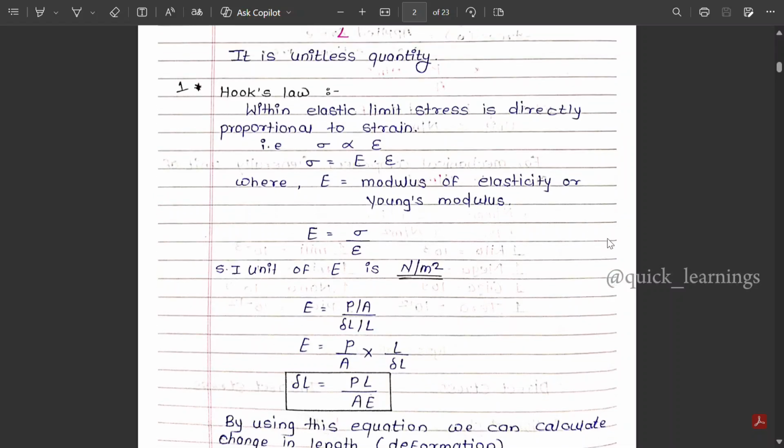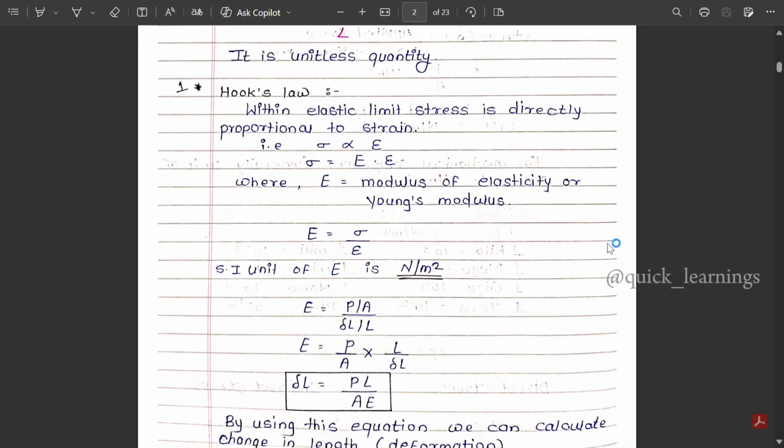Elastic limit means the limit up to which the body behaves elastically. After that limit, we can't stress it and it can't regain its original position. Understand it with rubber. When we stress a rubber, it has a limit to stress. After that stressing, it can't regain its original position.